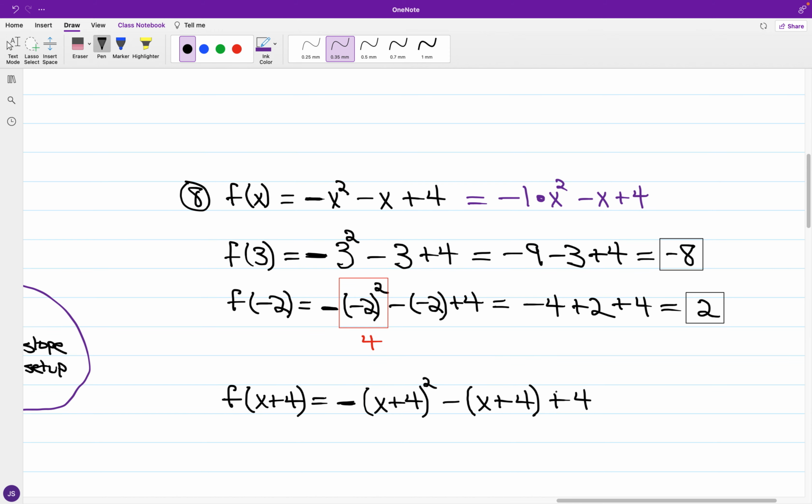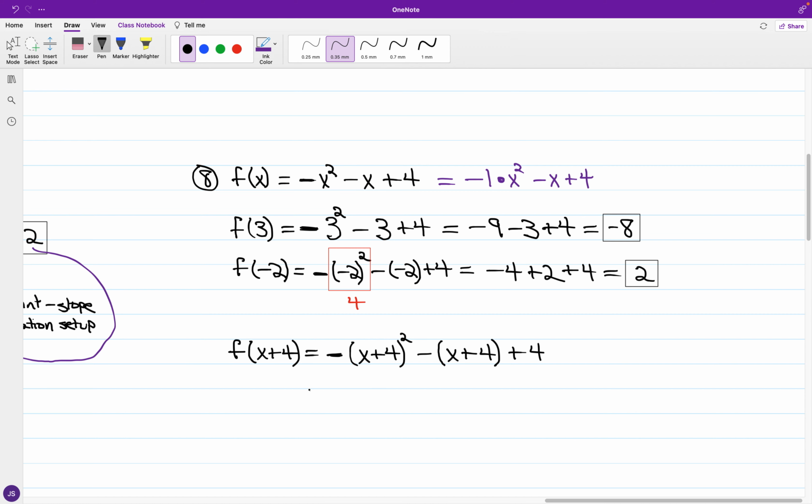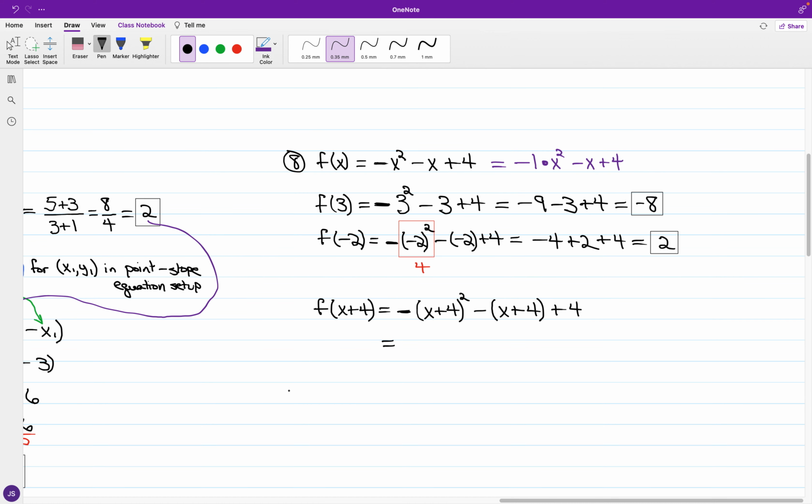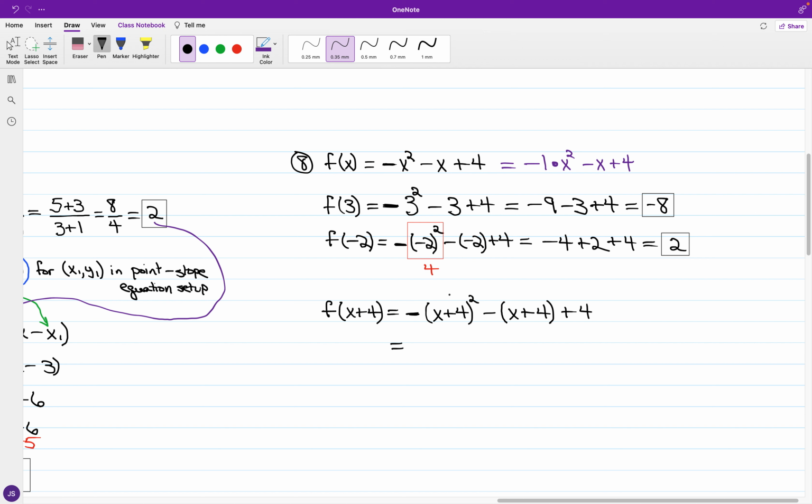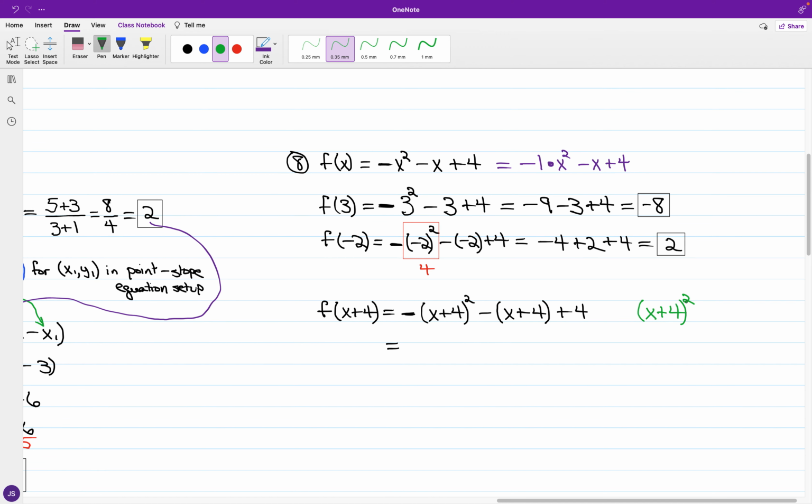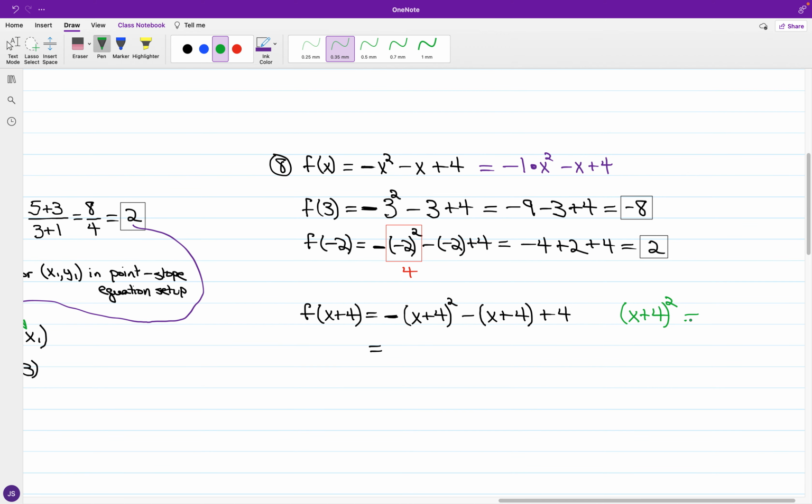Okay, so, and what we can do, let me tell you what, on the side, if I go ahead and square out x plus 4, so for the square of x plus 4, I'm looking at x plus 4 times itself.